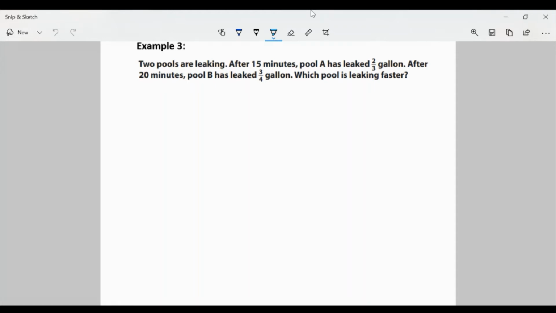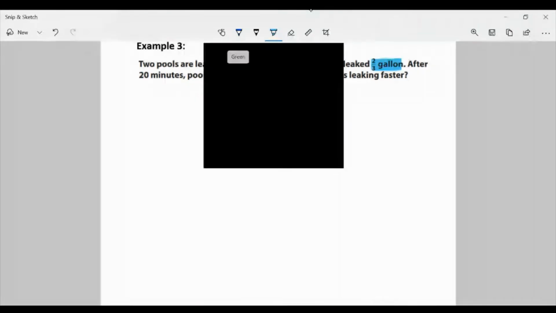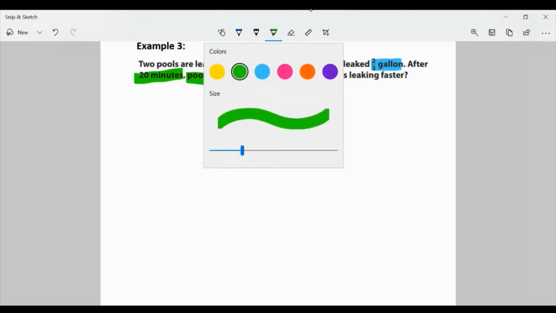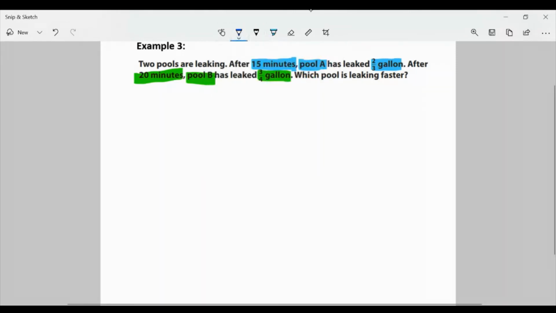Okay, so I'm going to look at pool A first, right? We have 15 minutes and it's leaked 2/3 of a gallon. For pool B, we have 20 minutes and it leaked 3/4 of a gallon. Now, what we need to find out is which one is leaking faster. So let's go ahead and work on pool A first.